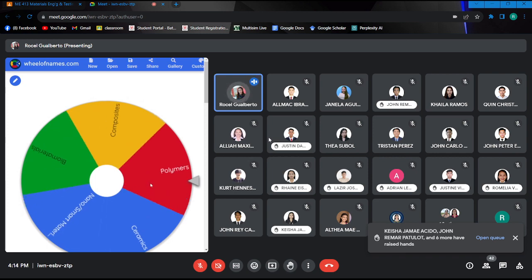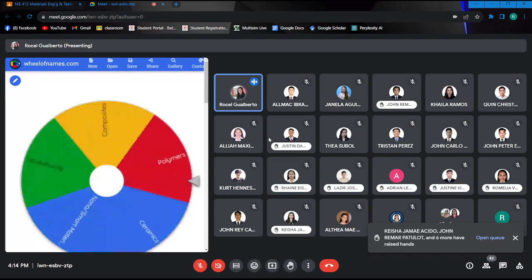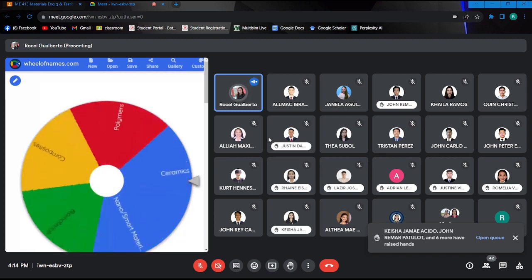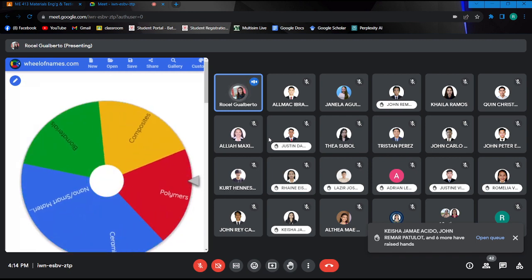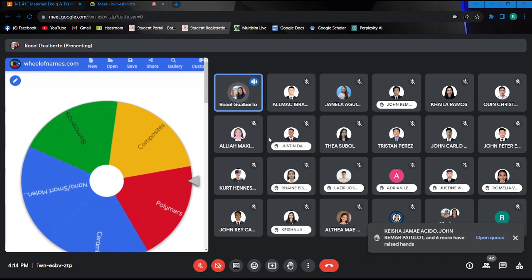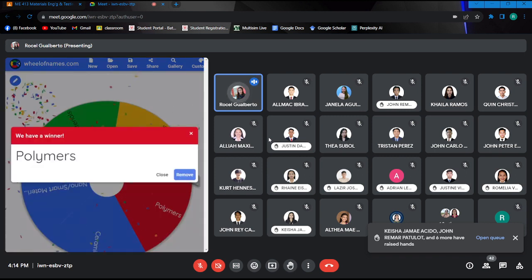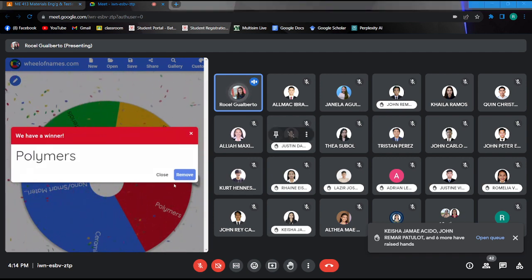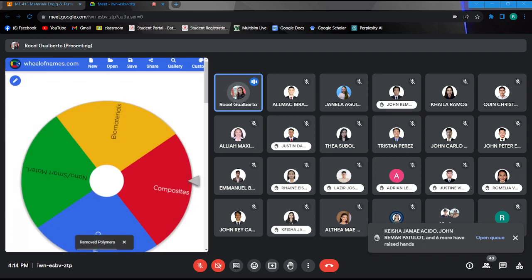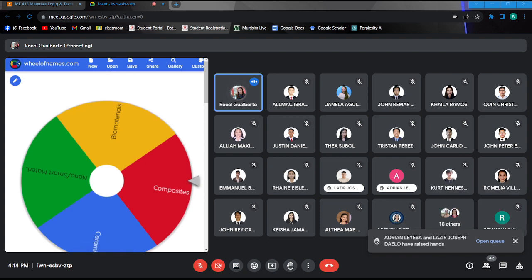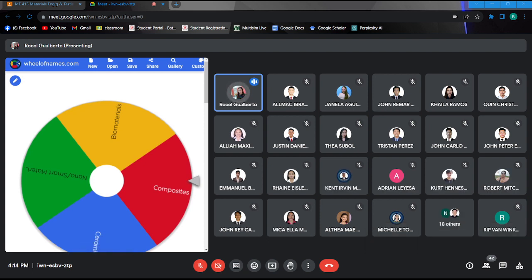Okay, so here's the topic for you. Okay, so you'll work on polymers. Okay, so polymers, that includes the plastics and the rubber. Okay, and any other types of polymers. Okay. By this time, group 3. Paalis muna po yung group 2.